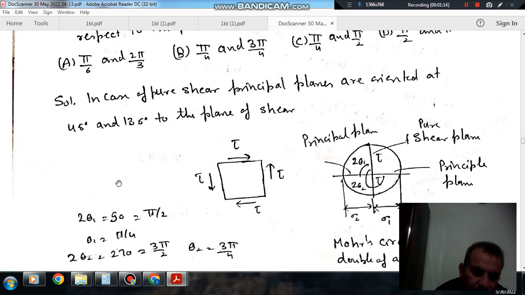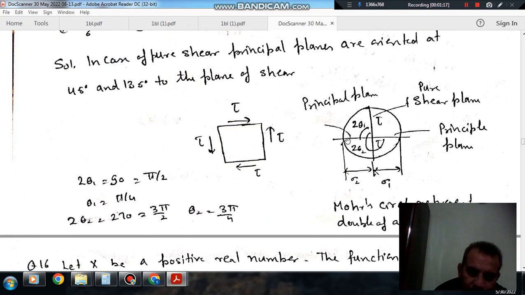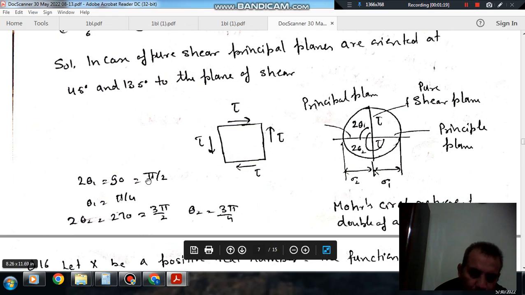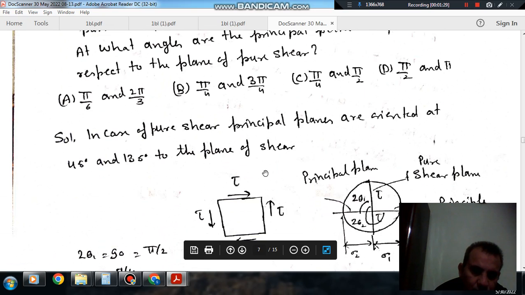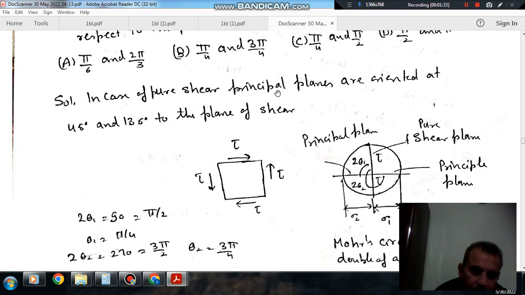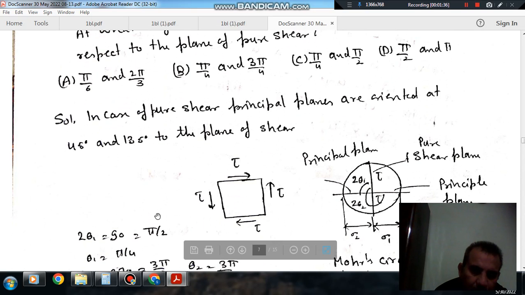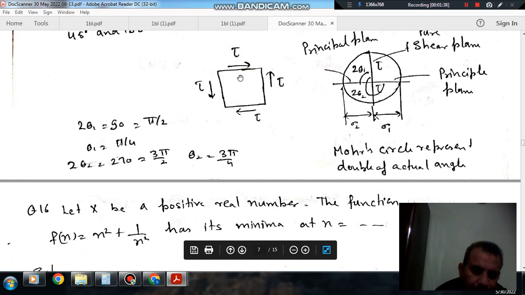So 2 theta 1 is your 90 degrees, so theta 1 will be pi by 4, and 2 theta 2 is your 3 pi by 2, so theta 2 will be your 3 pi by 4. So pi by 4 and 3 pi by 4. Answer is option B.